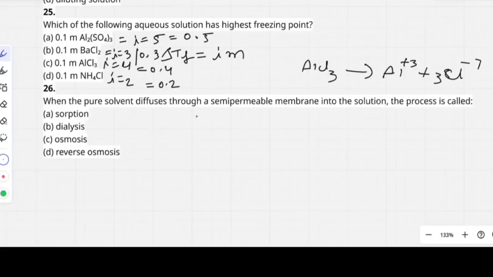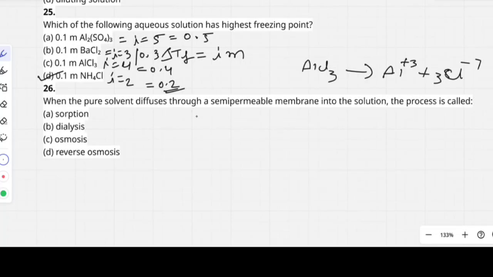So for the highest freezing point, ΔTf should be low. So which is the lowest ΔTf here? 0.2, 0.4, 0.3, 0.5. The lowest is 0.2. So the answer is D, 0.1 molar NH4Cl has the highest freezing point. Okay. Next we move to question number 26.